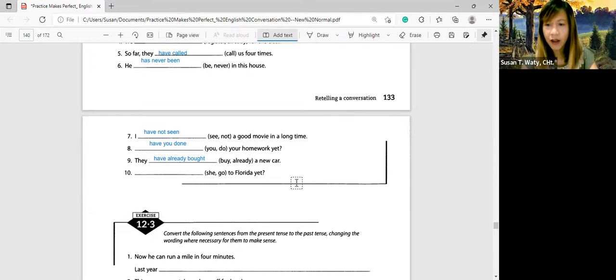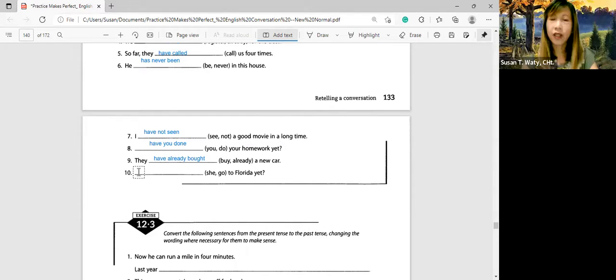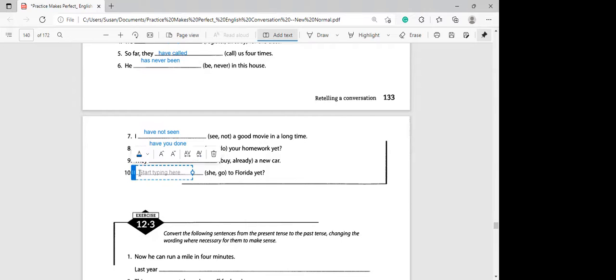Okay, now number 10. She go to Florida yet? Not yet. See, guys? Okay, I'll have Jennifer try number 10. Have she gone to Florida yet? Can you repeat again? Have she gone to Florida yet?